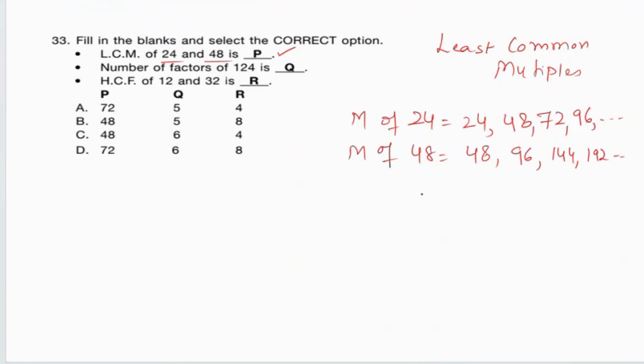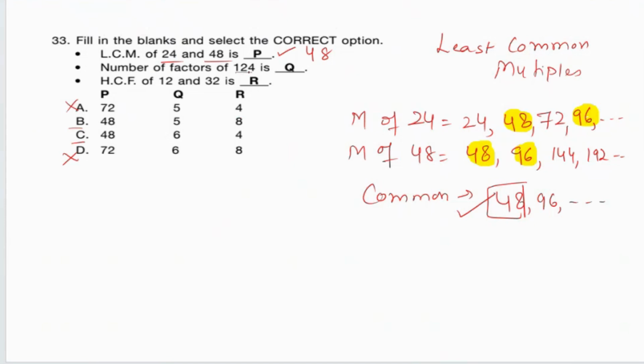Now if I have to find the common multiples, what is common here? I can see 48 and 96, and so on, because multiples of any number are infinite. And what is the least among them? The least among them is 48. So that will be my LCM. LCM of 24 and 48 is 48. So either B or C should be my answer. I will eliminate the other 2 options.